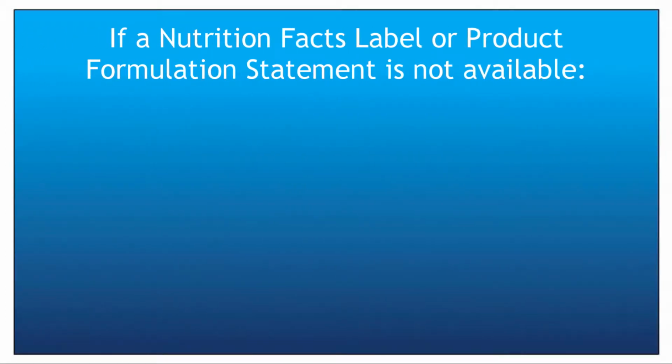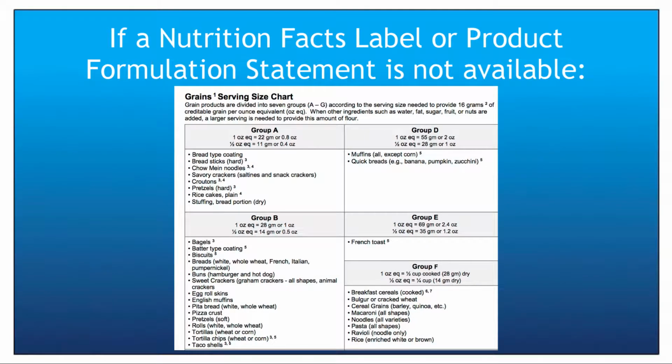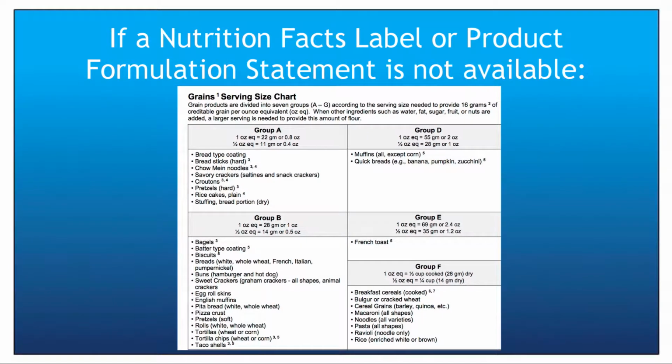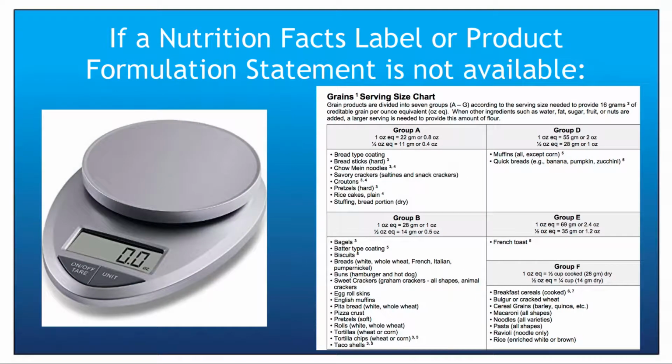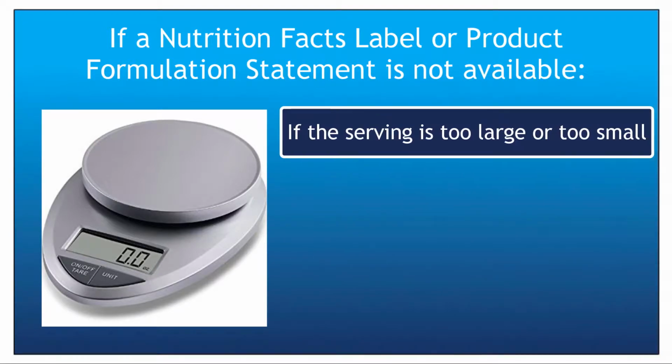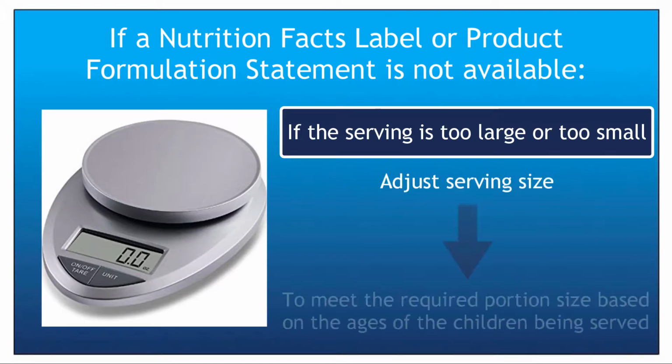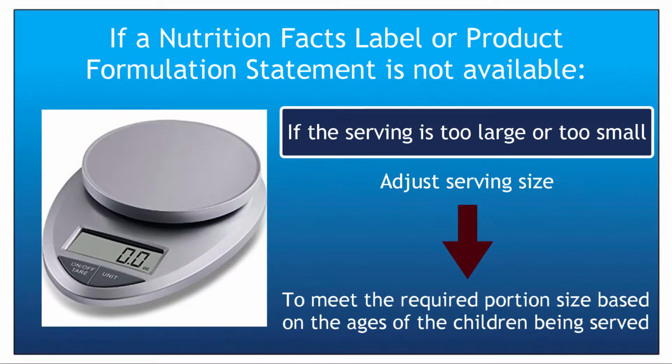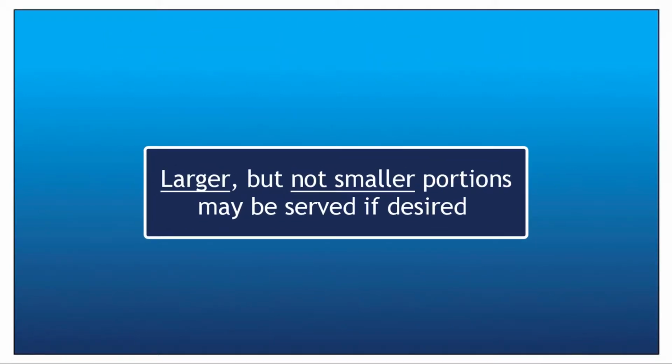If a nutrition facts label or product formulation statement from the manufacturer is not available, a third method is to find the group the food item belongs in on the grain chart. Weigh a serving of the grain item on a scale and compare it to the required weight on the chart. If the serving is too large or too small, the size of the serving should be adjusted to meet the required portion size based on the ages of the children being served. Larger, but not smaller portions may be served if desired.